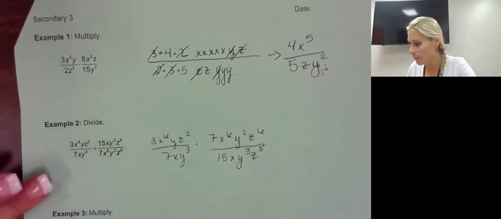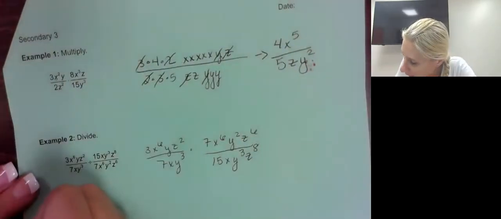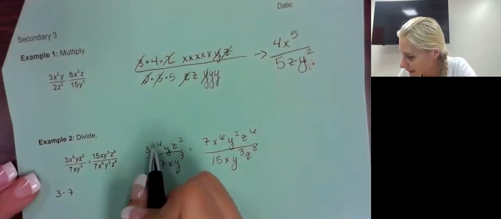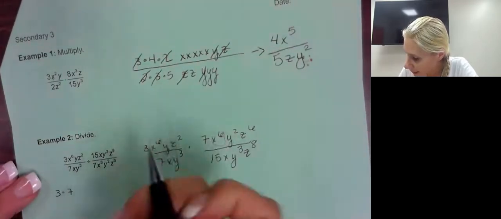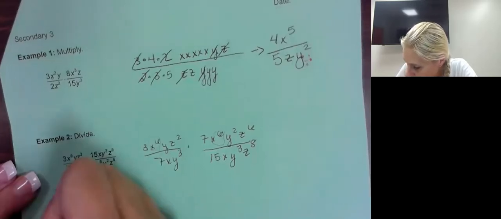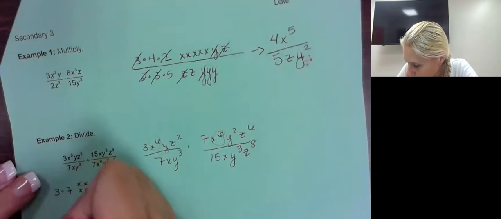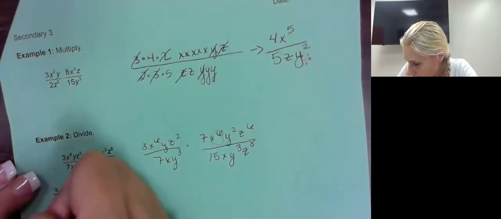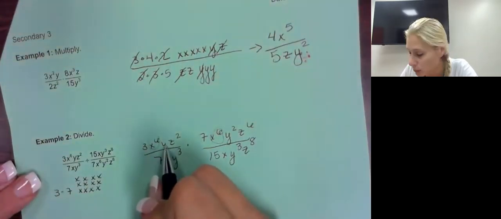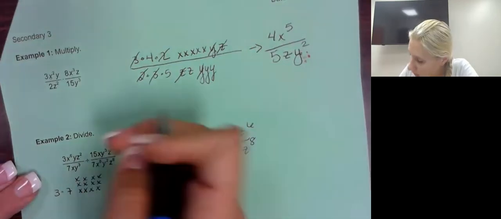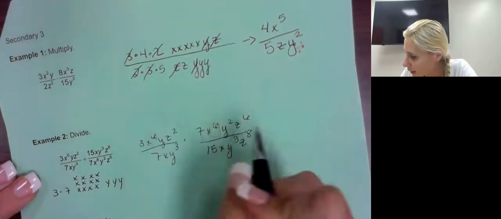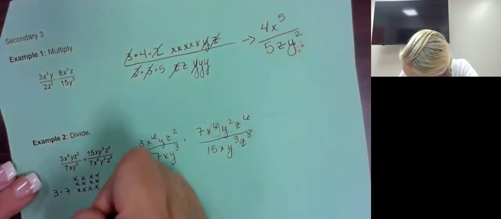If not, it's okay. So on the top here, I have 3 times 7. Then I see I have 6 x's here and 6 x's here, which means I have 12 x's altogether. I might do this where I can save myself space: 8, 9, 10, 11, 12. And see my y's. I have 1 here, so don't forget that's to the first, and 2 here, so I have 3 y's. z squared and z to the 6th would be 8 z's.